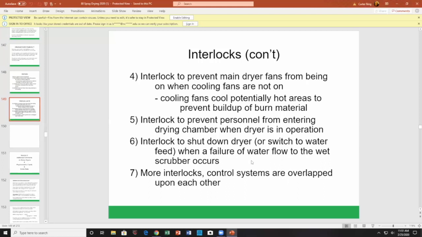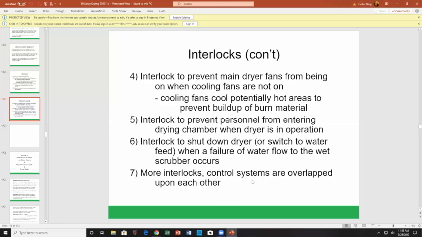Interlock to shut down the dryer when a failure of water flow to the wet scrubber occurs, obviously. Or switch to water feed. Ooh, I don't know if I would want a water feed unless I'm cleaning. I guess if I take a look at a rotary wheel, you generate cleaning sprays. So it'd be interesting to see. I'm always interested in whether I can clean my equipment or not. So thinking about using your atomizer, instead of generating drops, to generate flow rate to the wall or wash down your inner spray dryer.